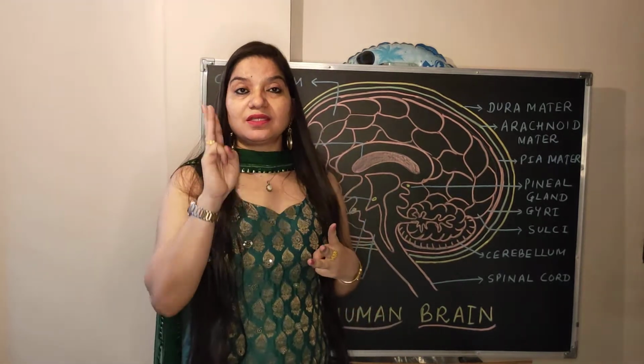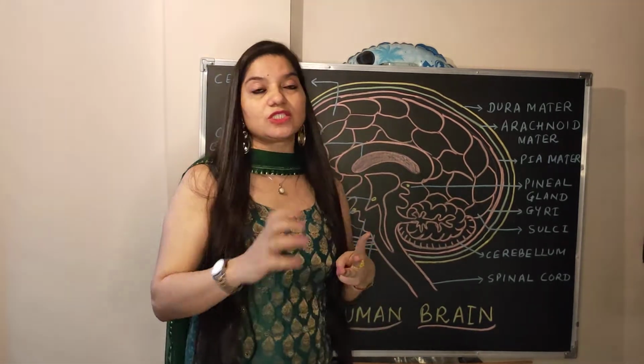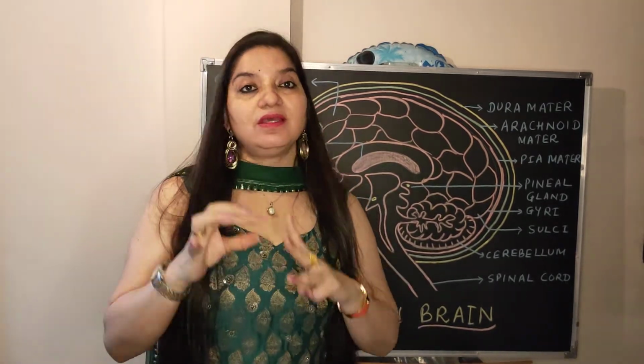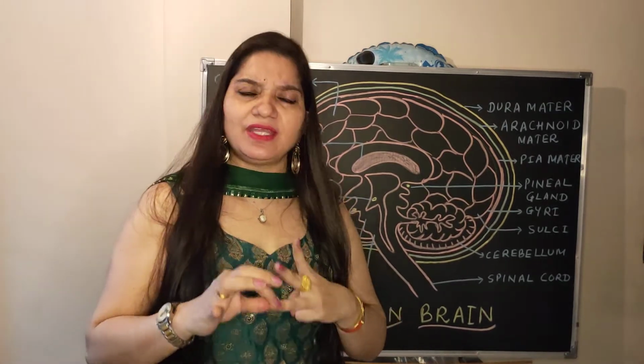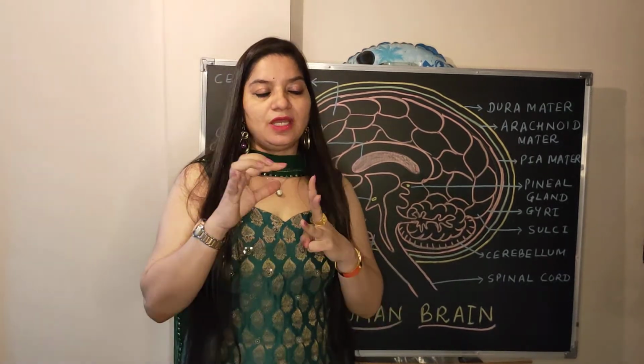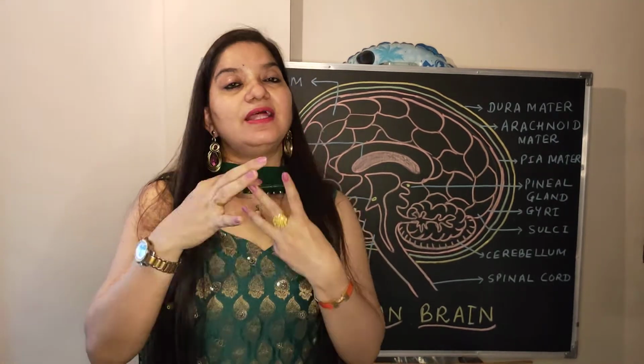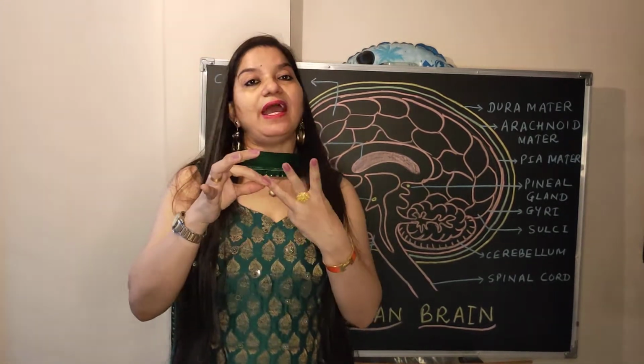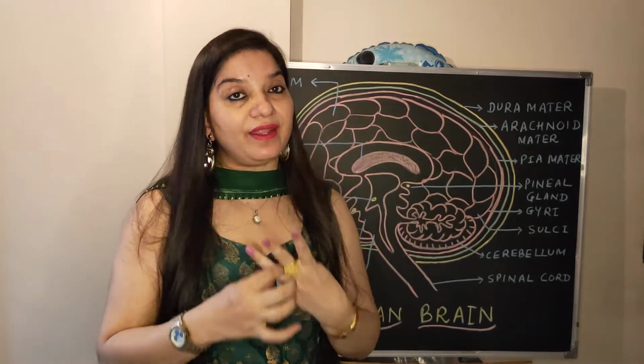Again, the brain has a protective covering known as the meninges, and the meninges are divided into three sublayers, from outside to inside: dura mater, arachnoid mater, pia mater. In these three layers there are two gaps. The gap between the dura mater and arachnoid mater is known as the subdural space, and the gap between the arachnoid mater and pia mater is known as the subarachnoid space.